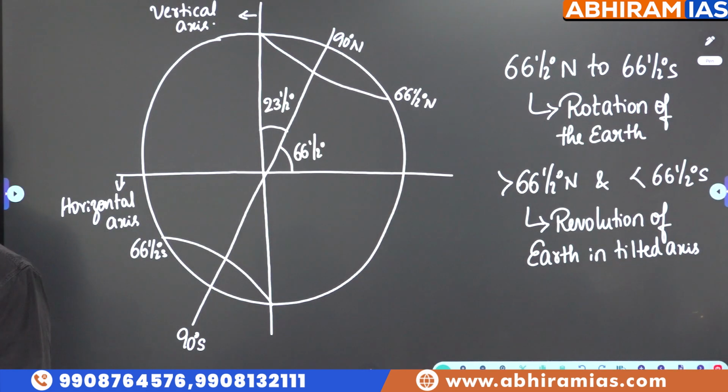So already they have asked once. Day and night is due to what? Day and night is due to rotation of the earth and revolution of the earth in tilted axis. It has nothing to do with revolution in elliptical orbit. Okay. So this is one.